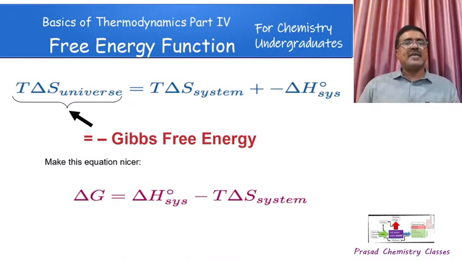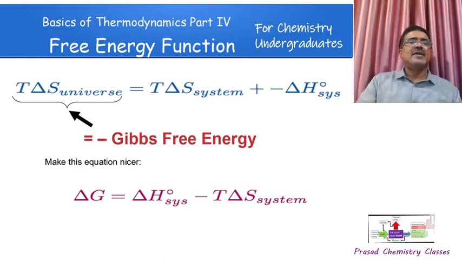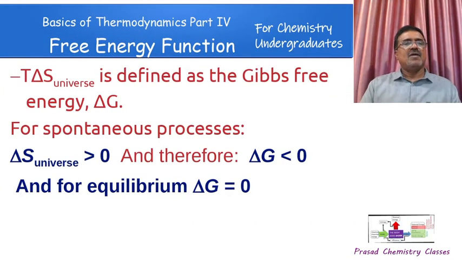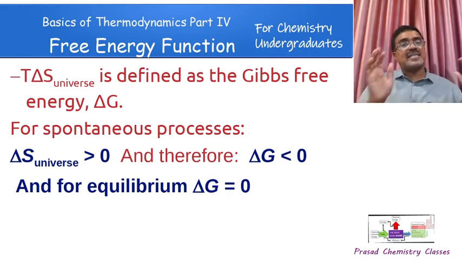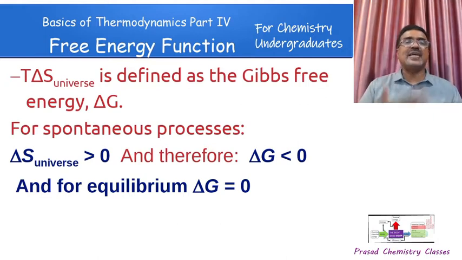So this is the same thing. Delta G is equal to delta H minus T delta S. So the opposite of it, that is our T delta S. So it is T delta S is equal to minus delta G. For a spontaneous process, we know delta S universe is greater than 0. Then of course delta G system should be less than 0.